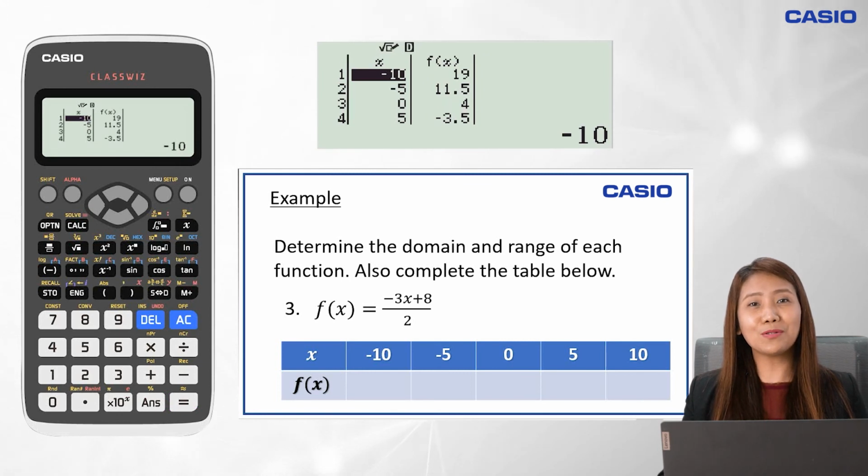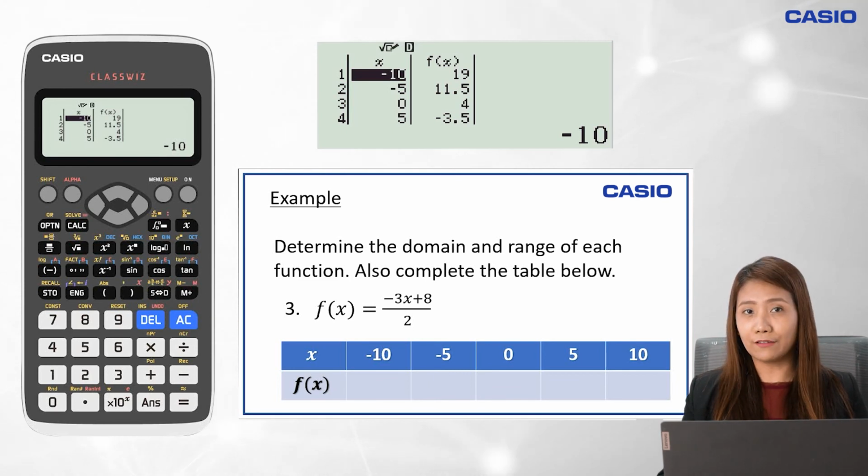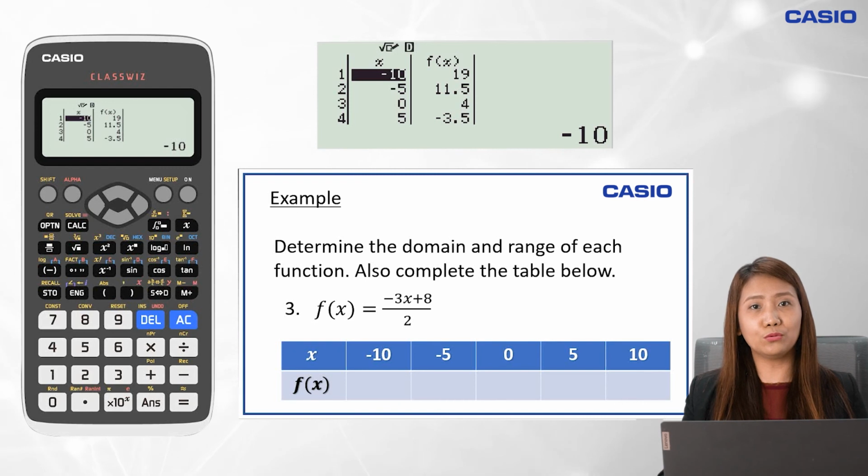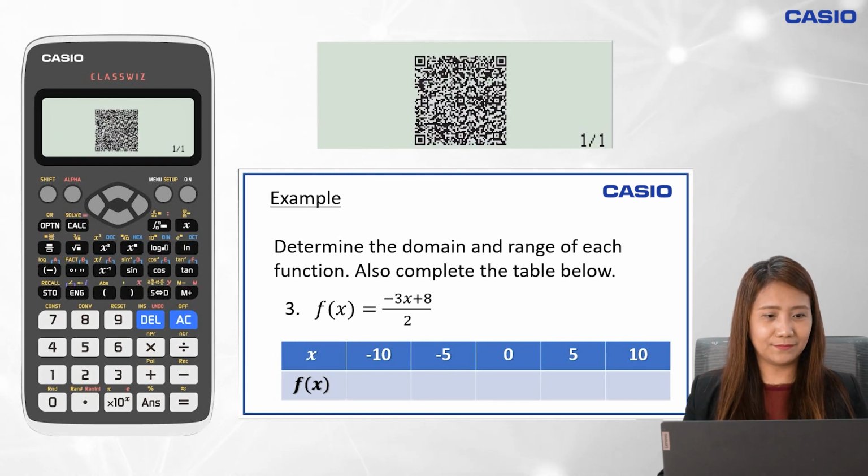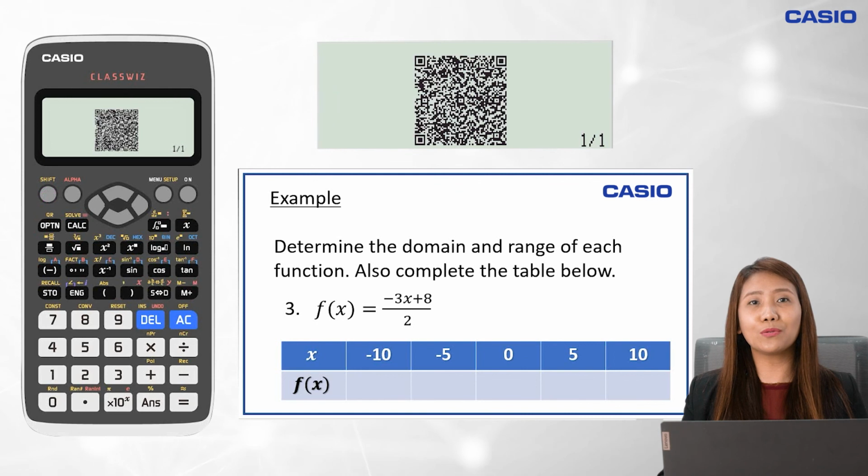And the values of the table will appear. If x is -10, then f of x is 19. If -5, it's 23/2, and so on. To identify the domain and range, sketch the graph of the function. And to graph the function, we press Shift Option. A QR code will appear. Click on the QR code and it will direct us to CASIO Edu Plus with a graph of the function.